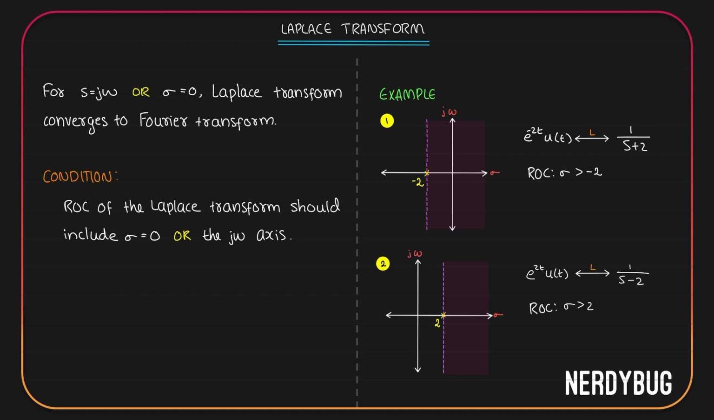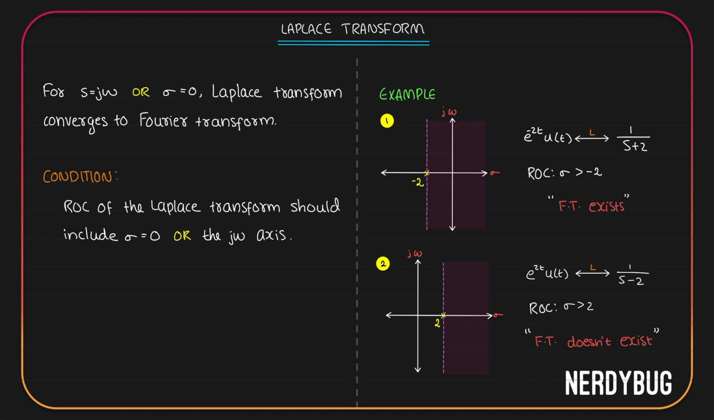In the second case, my function is e raised to 2t u of t. Its Laplace transform is 1 by s minus 2, and its ROC is sigma greater than 2. It is shown over here in the S-plane. The Laplace transform is valid for every sigma that is greater than 2, which means sigma equal to 0 is not included in it. J omega axis is not included in it.